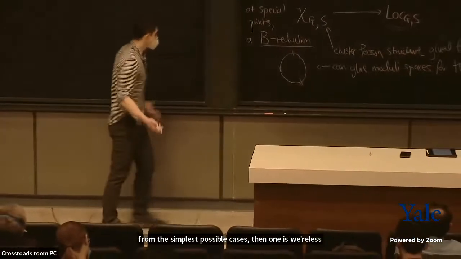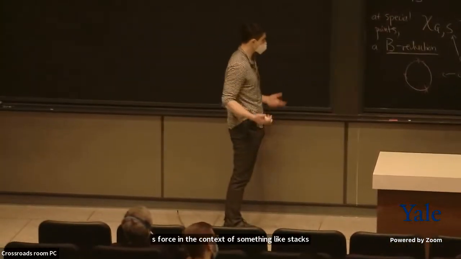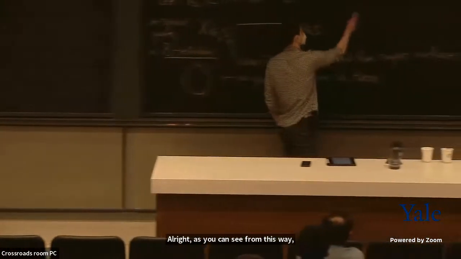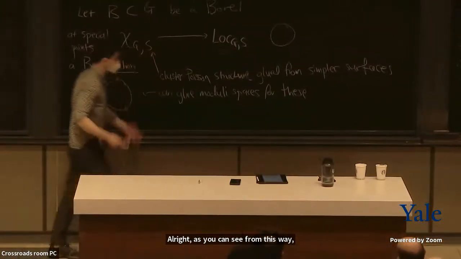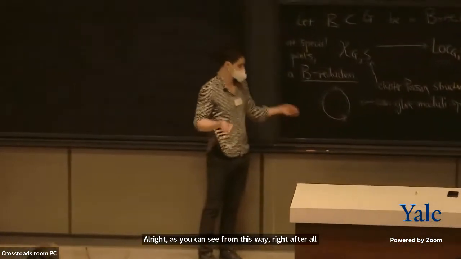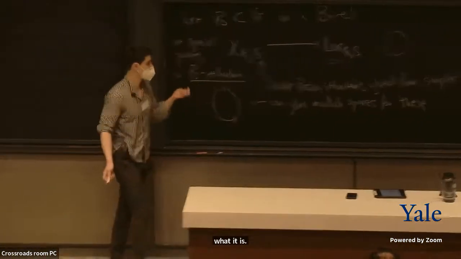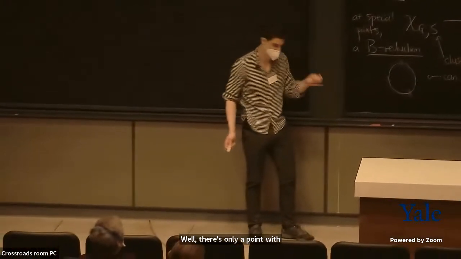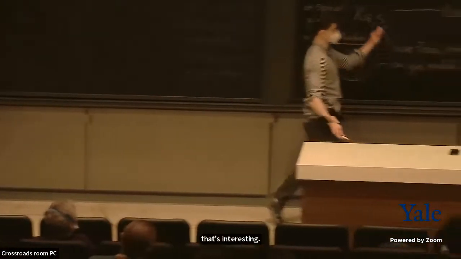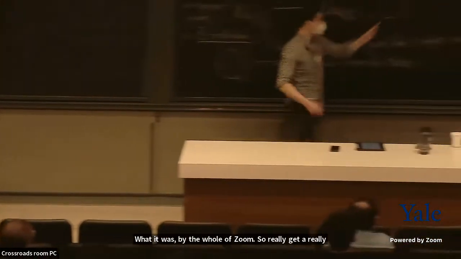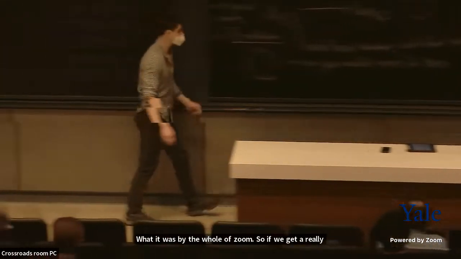Right, as you can see from the discussion we just had. After all, a local system on a disk, well, there's only a point's worth of those, but that point has interesting automorphisms. Namely, it has an automorphism group given by the whole of G. So if we want to glue from things like this, we're forced into working with stacks.